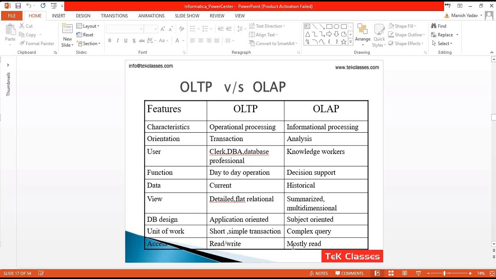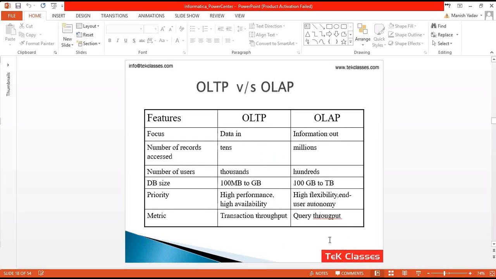Then OLTP queries are nothing but simple insert, update, and delete queries, at times select queries. But OLAP is always a very complex SQL. Then access: read, and obviously you are modifying the data, so write also. Here it is mostly read. The focus is that we are propelling the data into the system. Here we are taking the information out, based on the organized, transformed data. The number of records is very small here. The number of records is always very huge there.